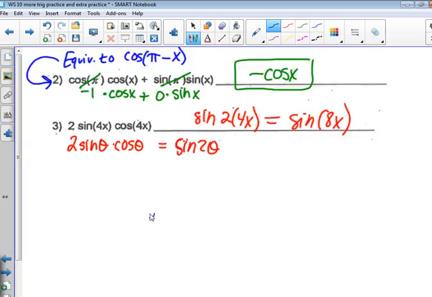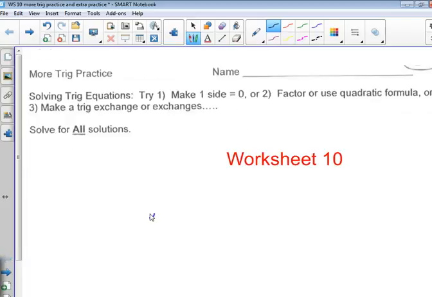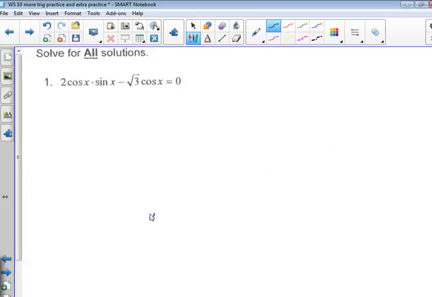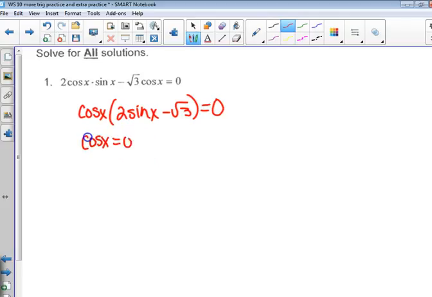All right, you do need to be able to do some equation solving. Let's say number 1 on side A. What can we do here? Take out a cosine of x, what will it say then? 2 sine x minus square root of 3 equals 0. Are you okay from there? Cosine is 0, or can I skip down to this part? Sine x equals square root of 3 over 2. If I subtract that, set it equal to 0. Did I skip too many steps?